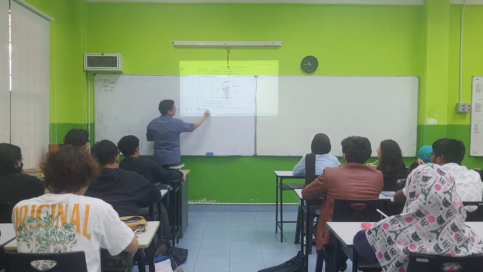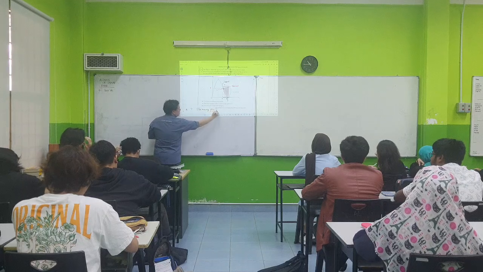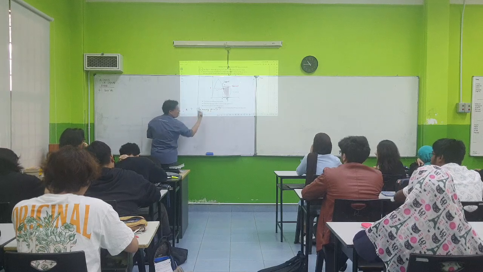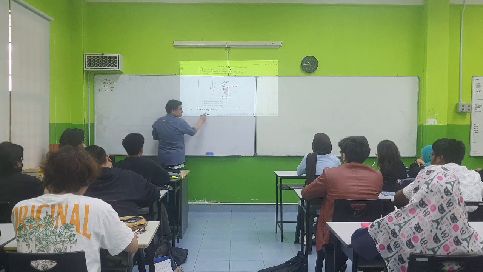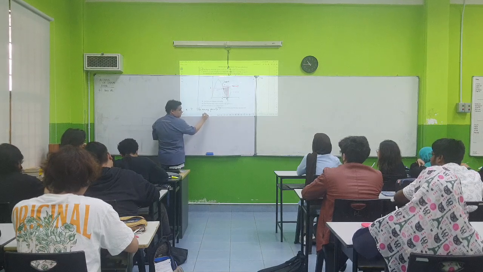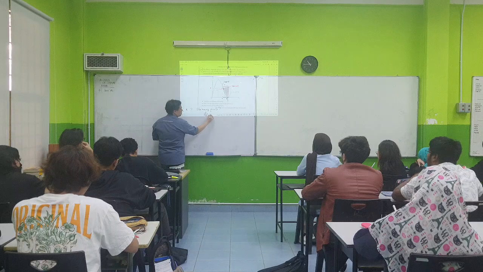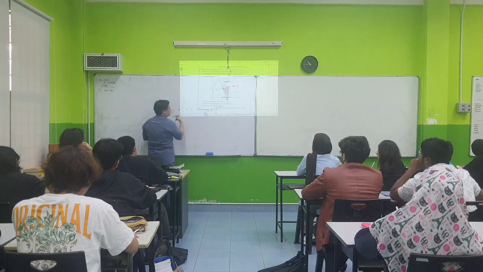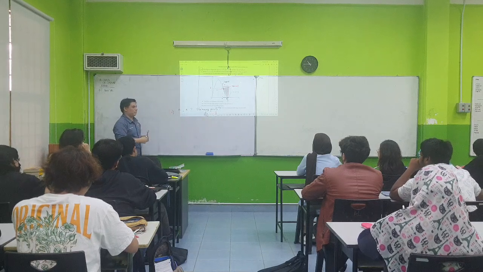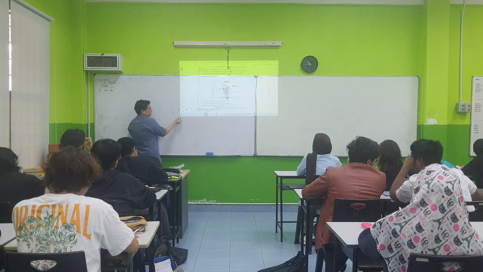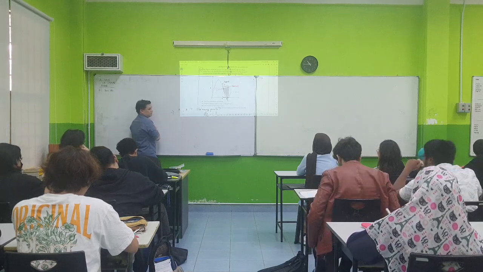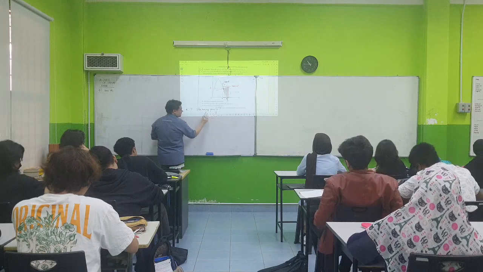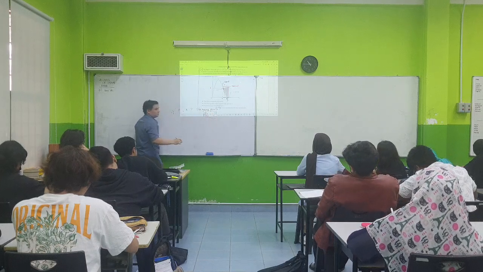So what is the property of a stationary point? The gradient, dy dx equals 0. So what do you need to do in order to find A and B here? What must you do to get A and B coordinates? You know that dy dx equals 0. So what do you need to do?